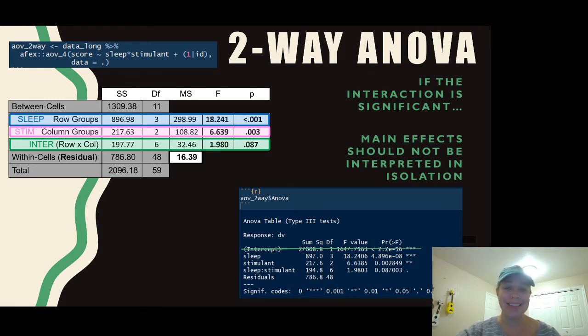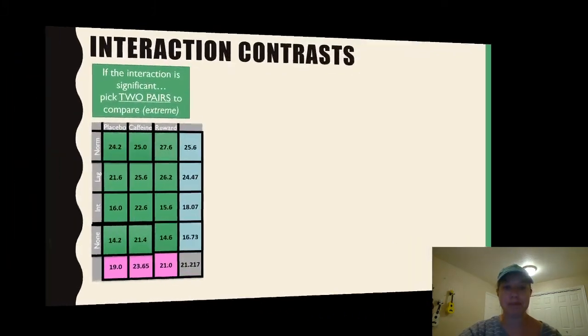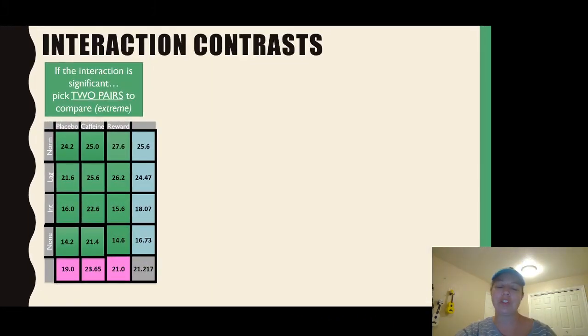So in this case, the interaction is not significant, so we could go on and look at those main effects. So we're just going to move ahead as if that interaction was significant. That 0.087 had been a little bit smaller. And I want to show you how to do an interaction contrast statement.